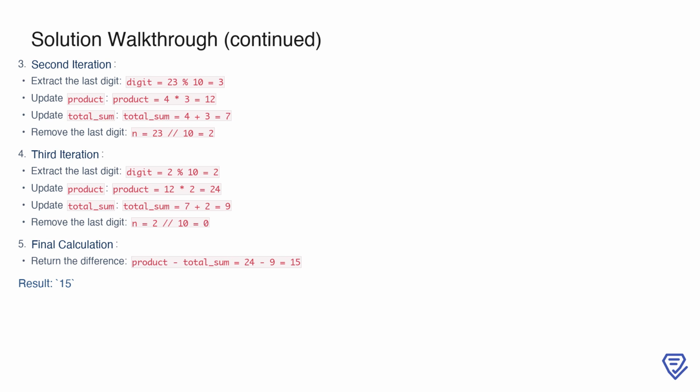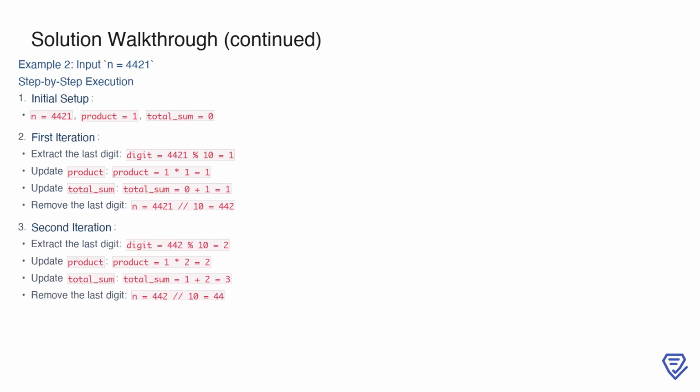In the third iteration, the last digit is 2. We extract it and calculate the new product, which becomes 12*2 equals 24. The total sum is updated to 7 plus 2 equals 9. After removing the last digit, n is reduced to 0, and we exit the loop. Finally, we calculate the difference between the product and the sum, which is 24 minus 9 equals 15. So, the result for this example is 15.